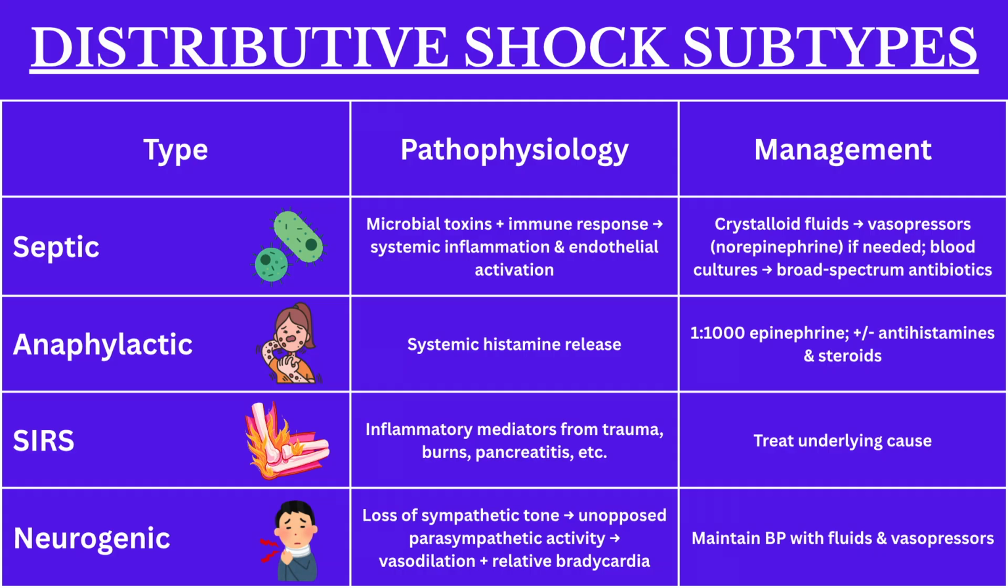Anaphylactic shock, on the other hand, causes distributive shock through a massive release of histamine, a molecule which induces vasodilation. Anaphylaxis is treated with 1 to 1,000 epinephrine and potentially antihistamines and steroids.